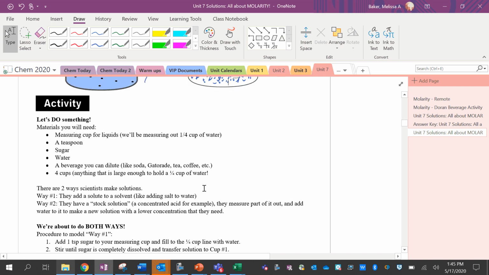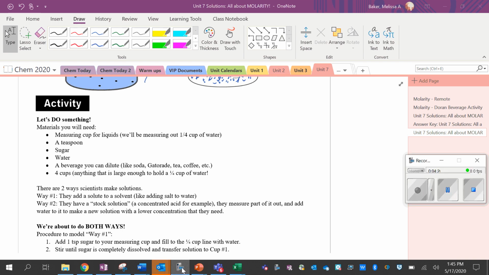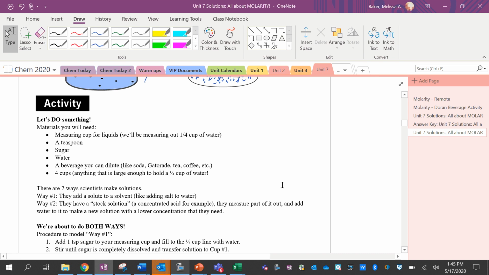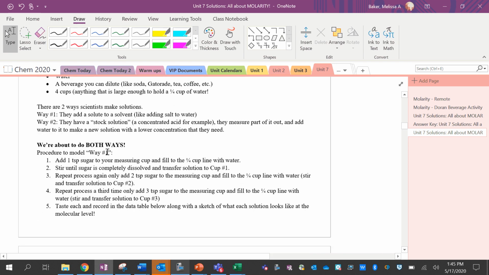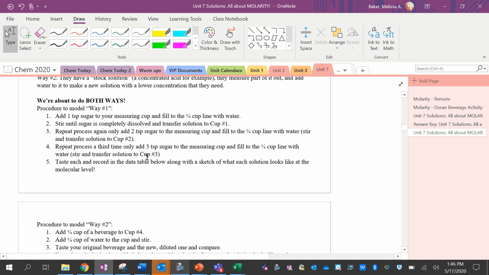Okay, there we go. All right, so let's do something. So this was your assignment to get ready for this by having some cups, measuring cups, some teaspoons, sugar, something that you can dilute, and cups to put the solutions in. So there's 2 ways that scientists make a solution. They add a solute to a solvent and it dissolves, or they have a stock solution, a concentrated acid, for example. They measure part of it out and add water to make a new solution with a lower concentration. Okay, so we're about to do both of those.